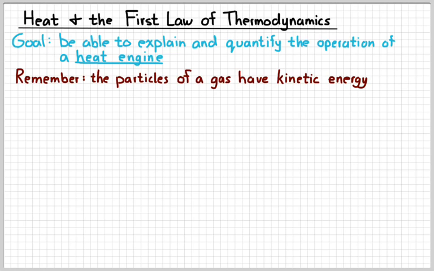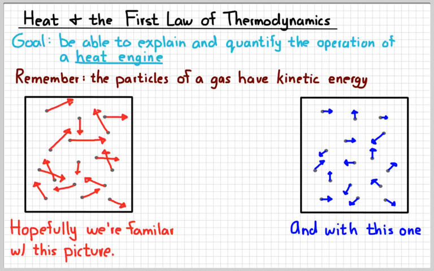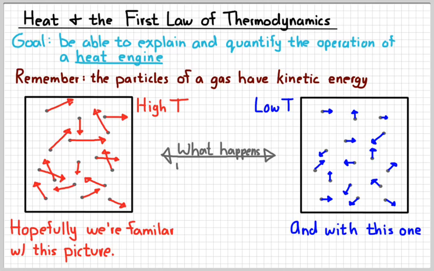So, real quick review. Remember that a gas, the particles that make it up, have kinetic energy because they're constantly in random motion. So a picture like this should be familiar by now. A picture like this should also be familiar. So the question today is, what happens when we take something that's got a high temperature and we touch it to something that's got a low temperature? Now you probably know the macroscopic answer, like what happens as far as temperature goes. But what we need to be able to do is explain this on the molecular level.